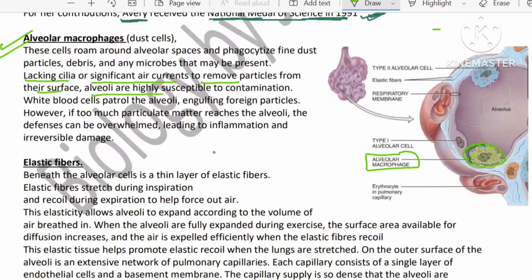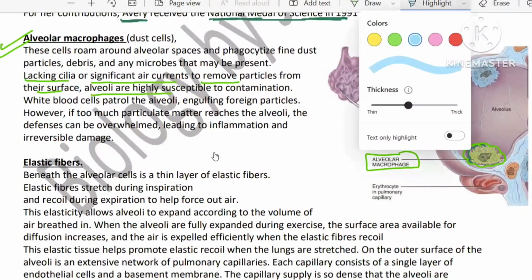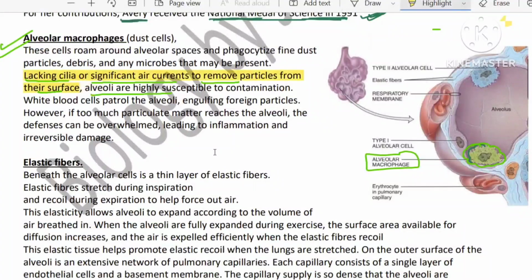So alveoli are highly susceptible to contamination. Because they lack cilia and don't have significant air current, they are highly susceptible to contamination. So WBCs are the ones protecting the alveoli by engulfing the foreign particles. Alveolar macrophages make the alveoli clear of the dust particles which have managed to reach the alveoli. But if the particulate matter reaching the alveoli is too much, then the defense obviously has to work, macrophages have to work. It can lead to inflammation and it can lead to irreversible damage.